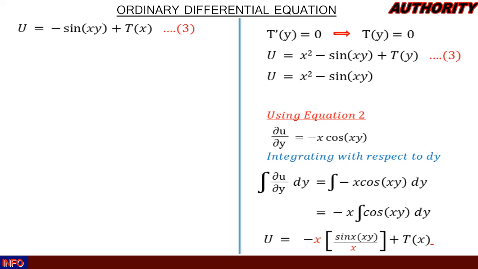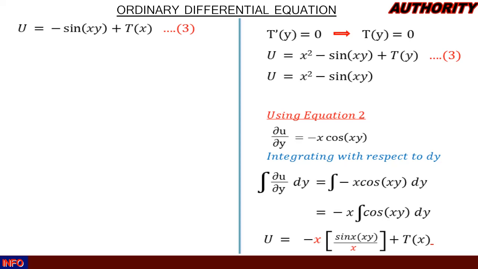Okay, so here we integrated to remove the derivative that we are having in our u, and it gives us the function we are looking for, u equal to minus sine xy plus t of x. But the only problem we're having now is that we don't know the true value of t of x. So the only work we have to do now is to find the value of t of x. Then we come back to this equation 3 and add it. That's all. Now let's go.